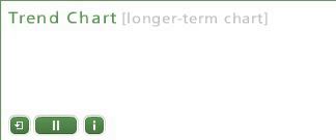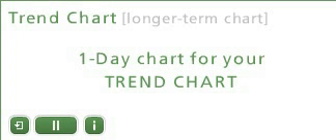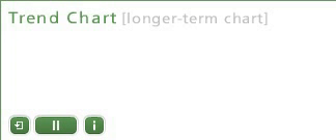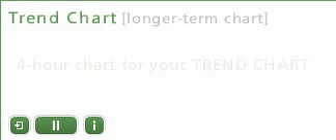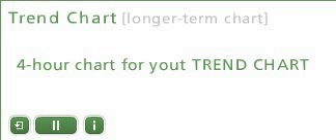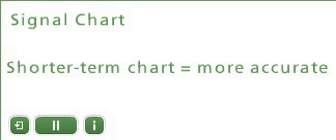For example, if you typically trade looking at a 1-hour chart, you should consider using a 1-day chart for your trend chart. If you typically trade looking at a 15-minute chart, you should consider using a 4-hour chart for your trend chart. The signal chart is whatever chart you currently use to make your trading decisions. It provides the trading signals that tell you when to look for buying and selling opportunities based on the trading methodology you use. The timing chart is a shorter-term chart that helps you more accurately identify when to enter and exit your trades.